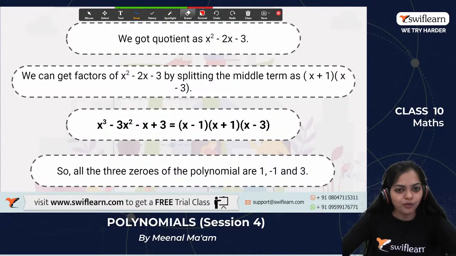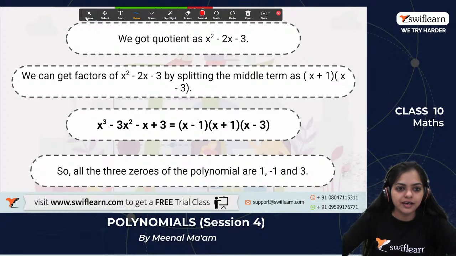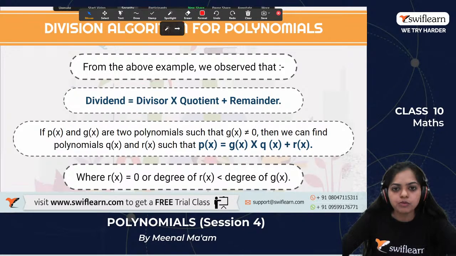No? Alright. So no doubt till here. Let's move on to the next slide. And here's the next slide. Now, division algorithm for polynomials. From the above example that we have discussed, we observe that dividend is equal to what? Divisor into quotient plus remainder.